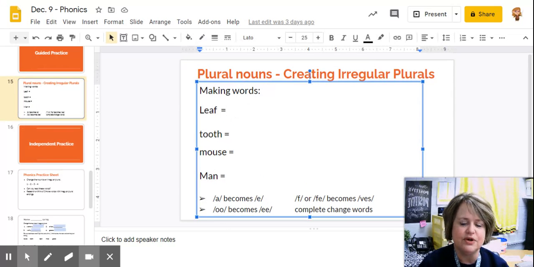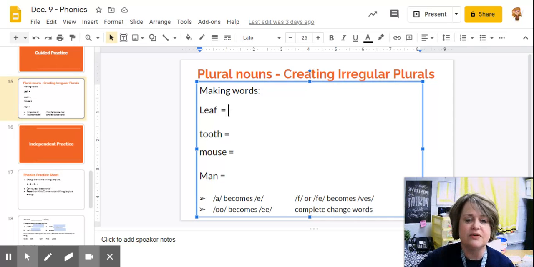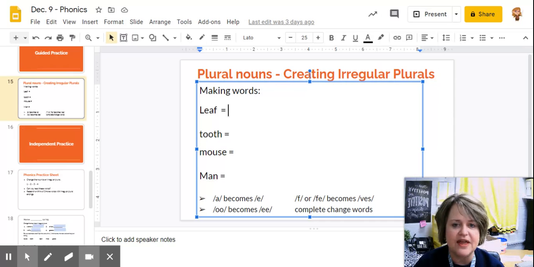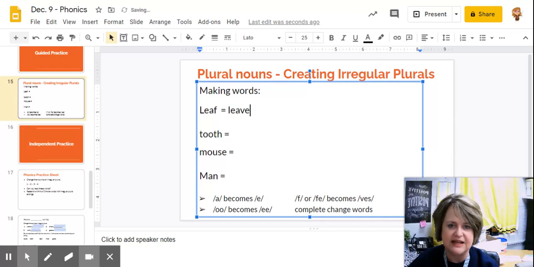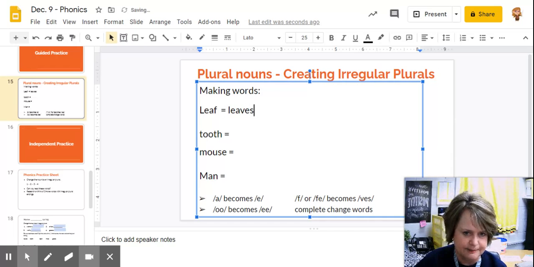So today we're going to turn leaf into some kind of word. So let's look at our rules. We know that leaf ends in F, and Mrs. Steck said something about F. Yes, she said that the F becomes a V and then add ES. So this one would be VES, leaves. All right.